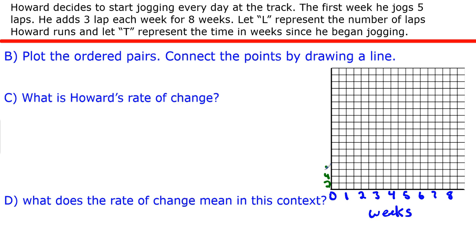So 2, 4, 6, 8, 10, 12, 14, 16, 18, 20, 22, 24, 26, 28, and then we'll stop at 30. And this, of course, is our laps. Now we can go ahead and plot our points. Our first one was first week. We had 5, so it's between 4 and 6.